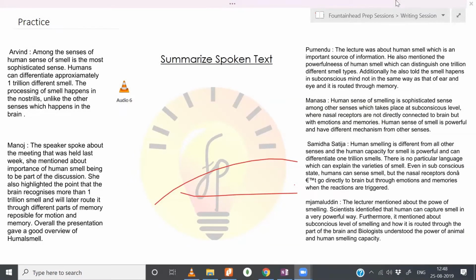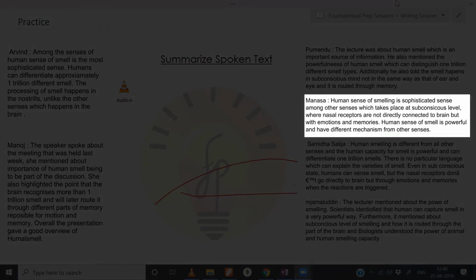Okay. Manaja, human sense of smelling is sophisticated. Sense, are we missing something there? Sense among other senses which takes place at subconscious level, where nasal receptors are directly connected to brain, emotions and memories. Human sense of smell is powerful and has different mechanisms from other senses.